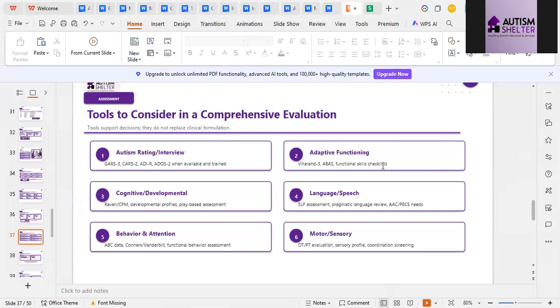You have to look at whether you know these tools or not, and in your assignment you will let me know which tools you need to learn more about. What tools do you know and what tools don't you know? You have to learn at your fingertips the assessment tools for autism, for adaptive functioning, for cognitive measurement, for behavior and attention, for language and speech, and for motor and sensory. Of course, I can teach you some of these, but the others are not my domain.